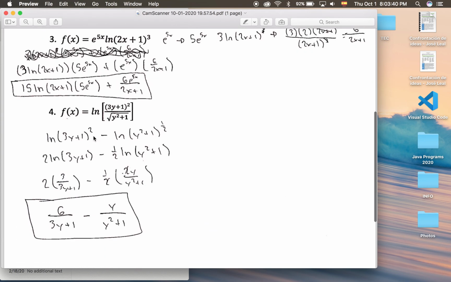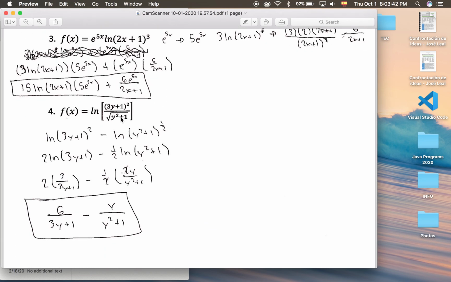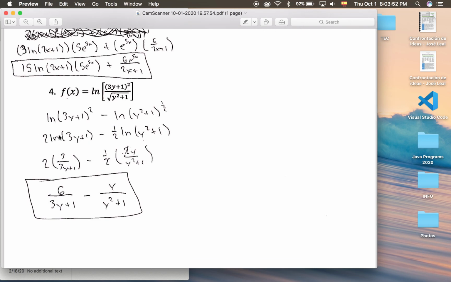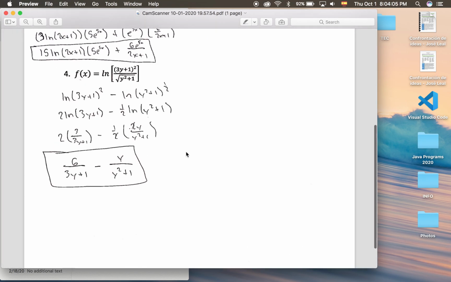Then simplifying. And in here I used logarithmic properties to separate this division into a subtraction. Then again, using logarithmic properties, I put the exponents in the coefficient, got the derivatives of both terms by the logarithmic rule, which is the derivative over the full term, multiplied and simplified. Here is how it looks.